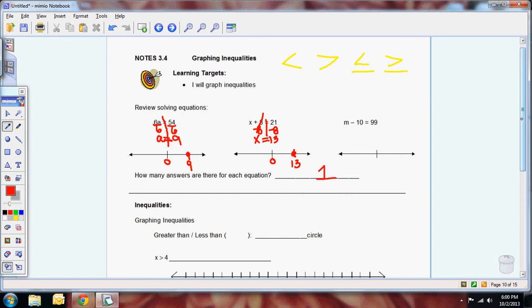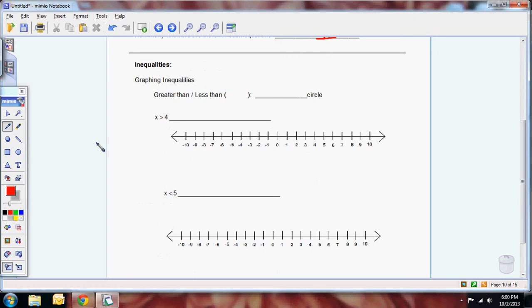When we're moving into inequalities, we're going to start graphing these, and there's going to be more than one answer, many more answers for most of them. So let's start with greater than and less than, and what they look like just by graphing them. So you're not going to have to solve anything. I just wanted you to practice graphing them today.